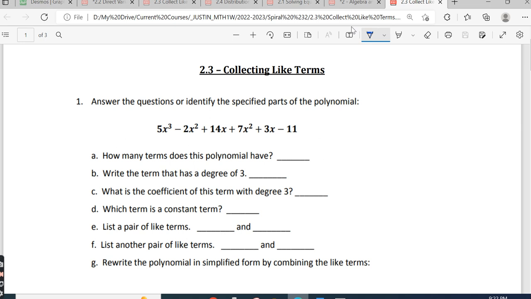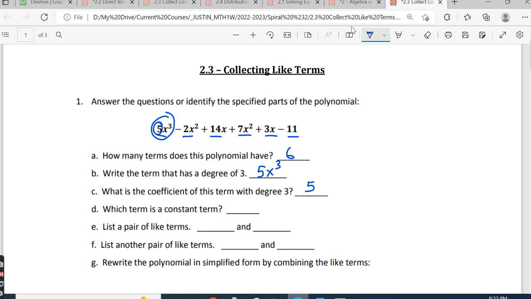How many terms does this polynomial have? Well, remember each term is separated by a plus or minus sign. So that's 1, 2, 3, 4, 5, 6: 6 terms. Write the term that has a degree of 3, which is this right there. What is the coefficient of this term with degree 3? The coefficient is a number in front. So in this case, the coefficient is 5.